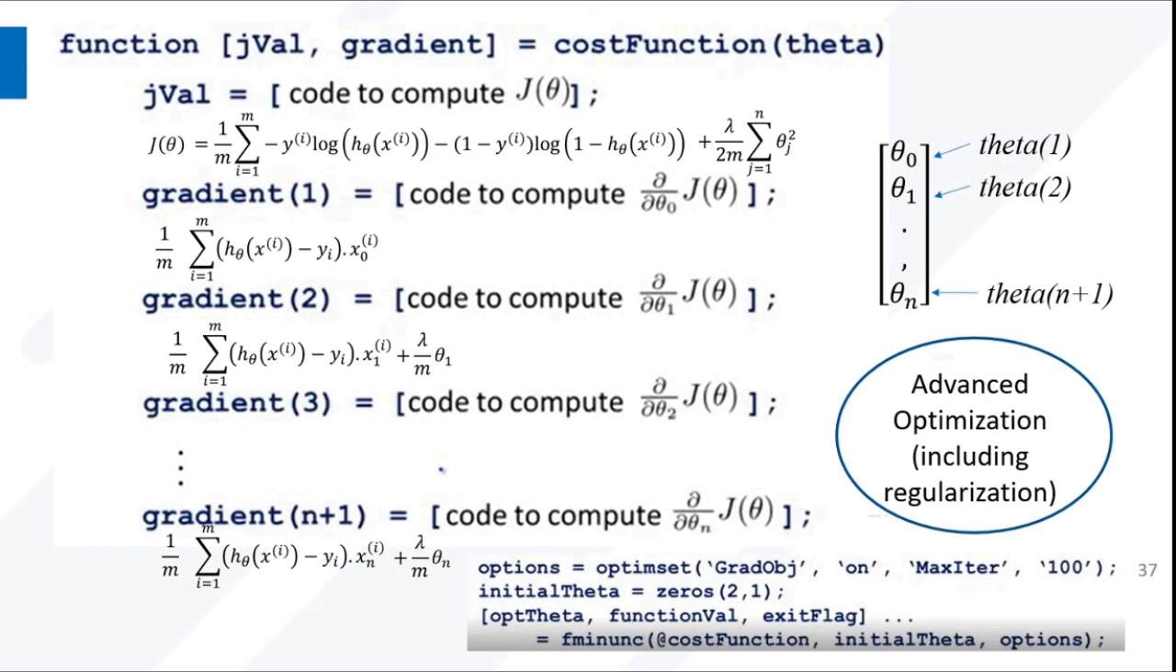So let me summarize these topics. You have to write a function where the code for J theta and the derivatives has to be written. That's all. And in the command prompt or in a program, you have to write 3 lines. One is the options data structure, another is initialization of theta, and the third one is the execution of the built-in optimization function. That will give you the optimum theta.